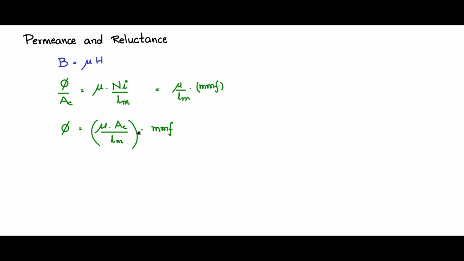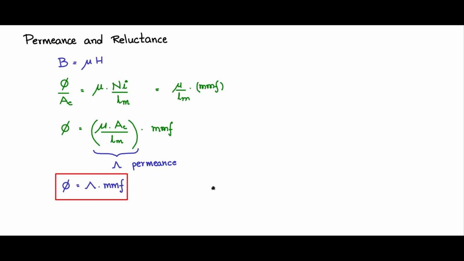This term here, mu permeability into area of cross section by the magnetic path length, is called permeance with this uppercase lambda here. So it's called permeance, and therefore flux is equal to permeance into MMF. This is one important relationship. It is as important as Ohm's law in the electrical domain.